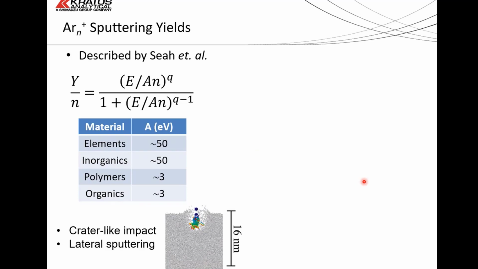The important difference from clusters to normal noble ion sputtering is that instead of this downwards collision cascade, you have this crater-like impact. A shock wave is resident at the surface of our target, and that creates a heating effect and a lot of lateral sputtering, and a lot of material is then ejected upwards instead of downwards.